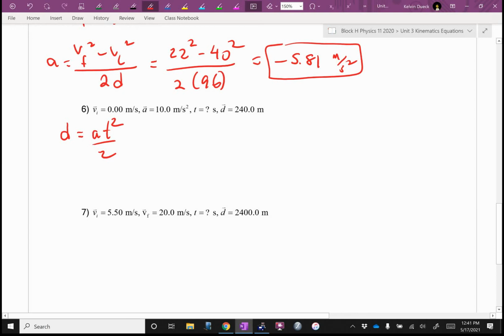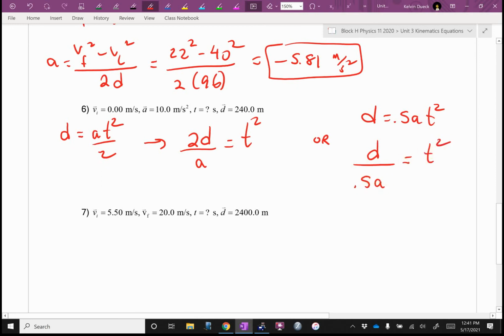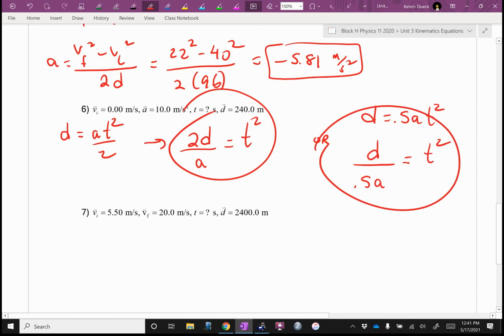I want to get the T by itself. How? Well, the D is going to drop down like a domino. I guess I would times by 2, divide by A. That would give me T squared. Or if you prefer, instead of having a 2 on the bottom, you can write D equals 0.5 AT squared, and to get the T by itself, you divide by a 0.5 and an A. That equals T squared. These two equations are the same thing. They look different, but they're the same.